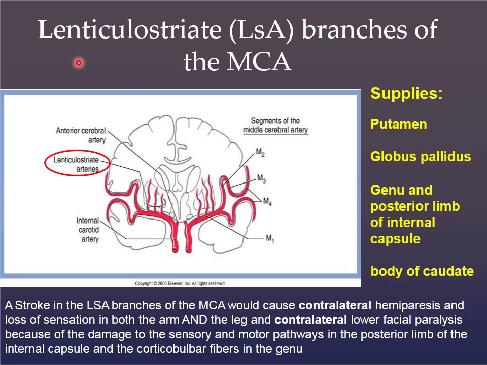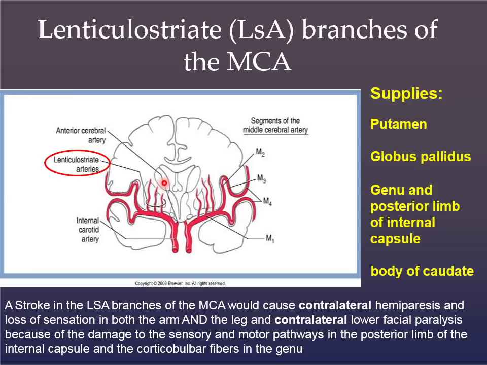On the other hand, the lenticulostriate branches of the middle cerebral artery, and we see the middle cerebral artery coming in here off of the carotid, and those branches coming off of the middle cerebral are called the lenticulostriate arteries because they feed into the lenticular nucleus. They supply the putamen, the globus pallidus, the genu and the posterior limb of the internal capsule, and the body of the caudate nucleus.